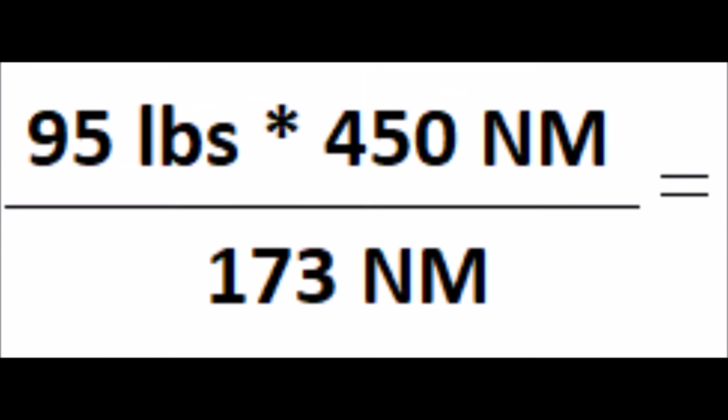We set it up the same way. Then we multiply in diagonal and divide by the remaining number. So it's 95 times 450 divided by 173. We cross out the words we have in both sides of the fraction. We're just left with the pounds, and we come up with the same answer.